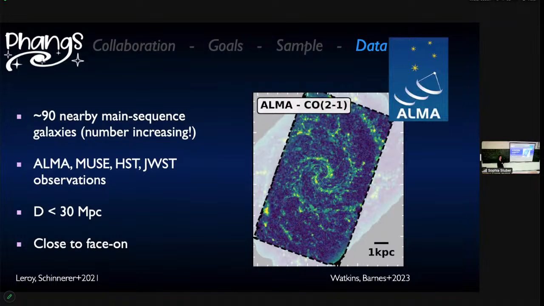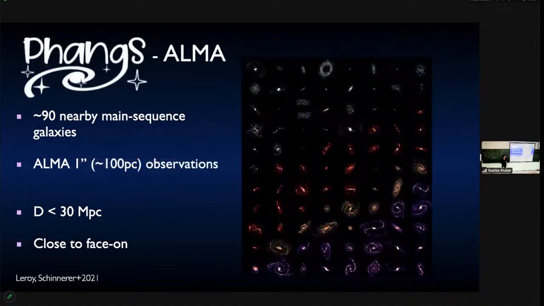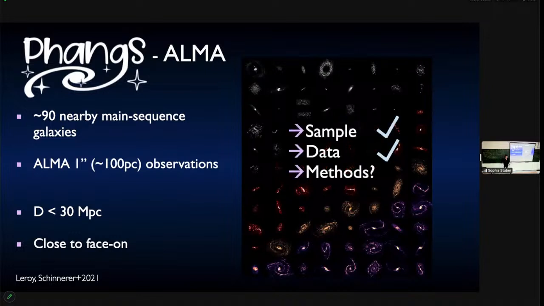And what I'm looking at, again, is the densest gas phase of the molecular gas. So carbon monoxide observed with the Atacama Large Millimeter/submillimeter Array. Okay, so this is the setup, basically what we want to do. So we have our sample, a sample of about 100 galaxies, with our data, observations by ALMA, carbon monoxide.